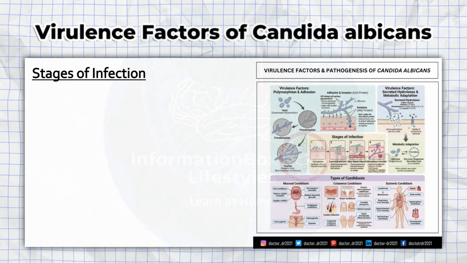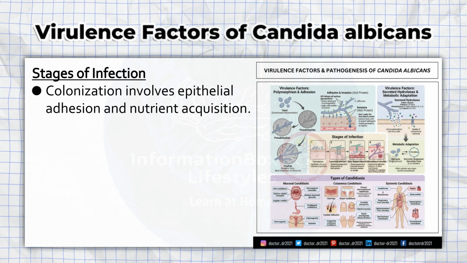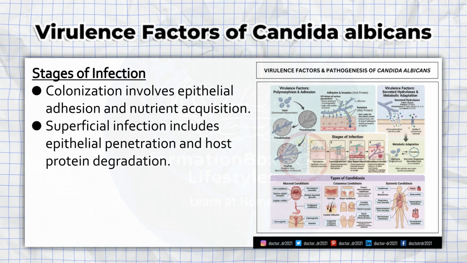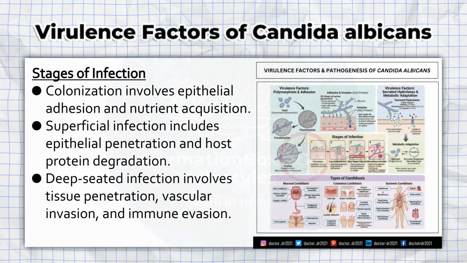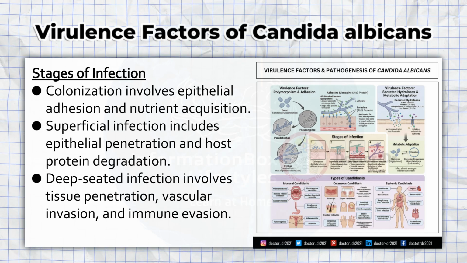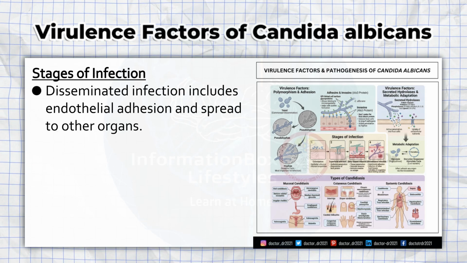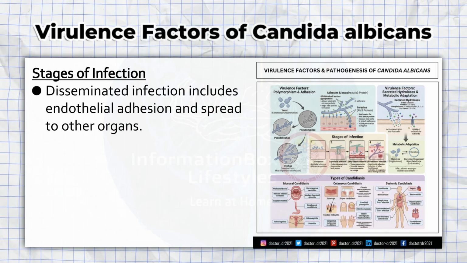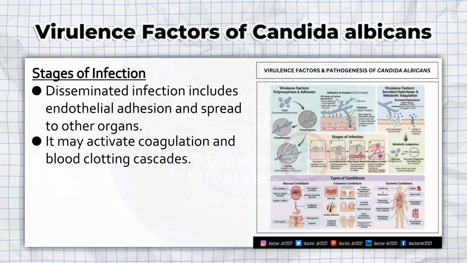Stages of infection. Colonization involves epithelial adhesion and nutrient acquisition. Superficial infection includes epithelial penetration and host protein degradation. Deep-seated infection involves tissue penetration, vascular invasion, and immune evasion. Disseminated infection includes endothelial adhesion and spread to other organs. It may activate coagulation and blood clotting cascades.